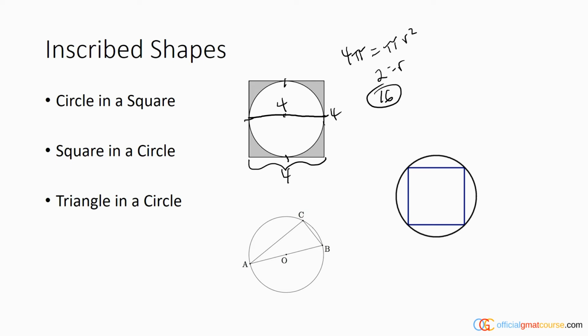So that's the additional information you receive when you see a picture or when you receive information about a shape being inscribed in another shape, specifically a circle inside of a square.